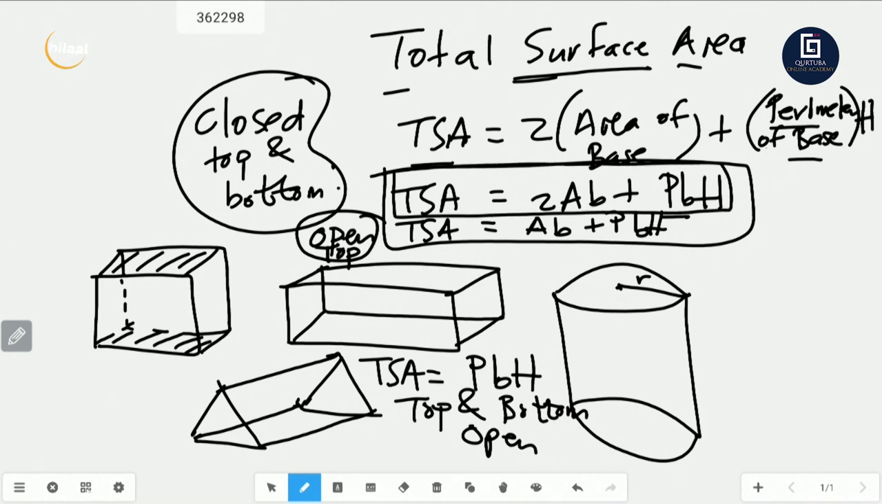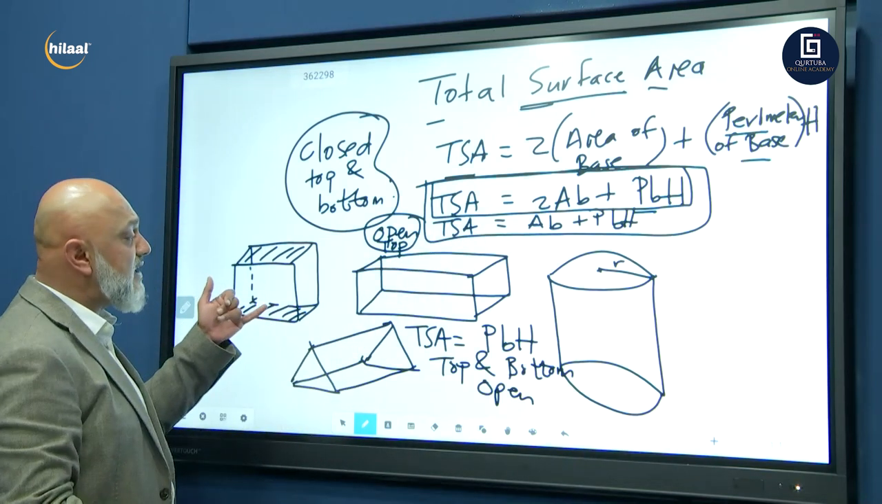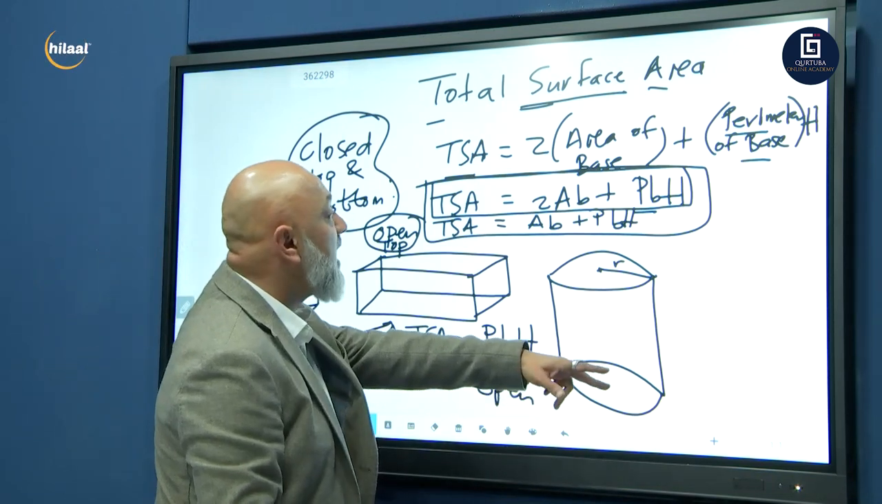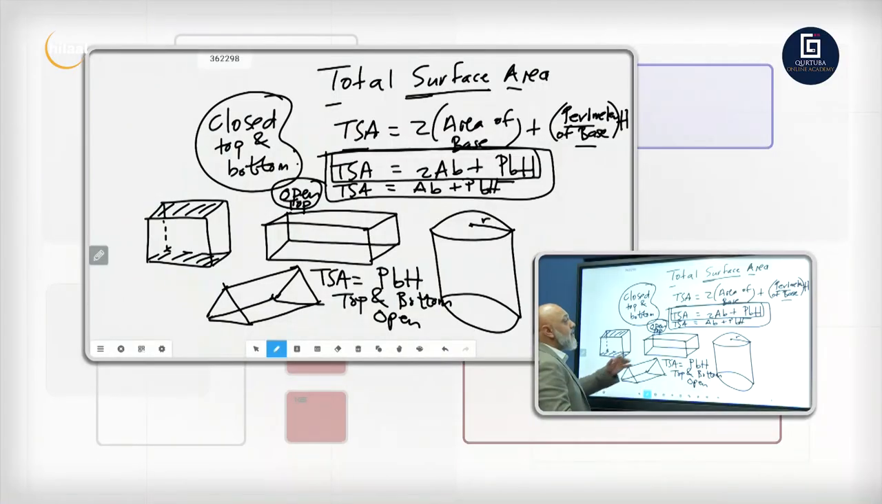2AB plus PBH. Now, obviously, your area of base will change. If it's a square, length times breadth. If it's a rectangle, length times breadth. If it's a cylinder, pi r squared. If it's a triangle, half base times perpendicular height.